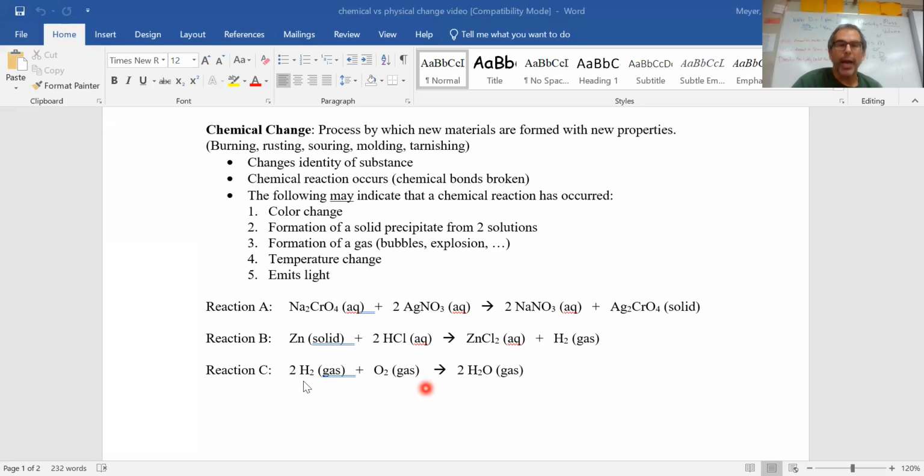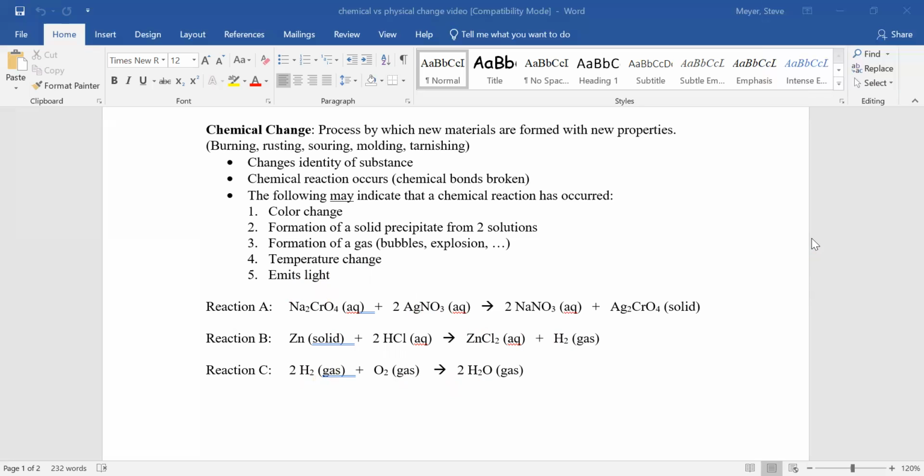That significant temperature change, usually getting warmer, but not always, would be a sign of a chemical reaction. And then in this final reaction, yes, it did get warmer when I combined the hydrogen and oxygen and exploded it, forming water vapor. You also saw the bright light or the emission of light, which would be another thing right there.